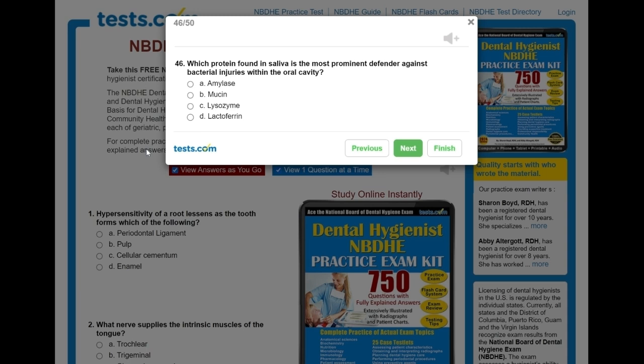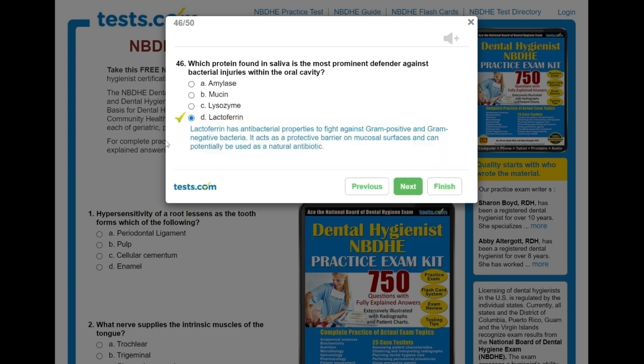Question 46. Which protein found in saliva is the most prominent defender against bacterial injuries within the oral cavity? A. Amylase. B. Mucin. C. Lysozyme. D. Lactoferrin.